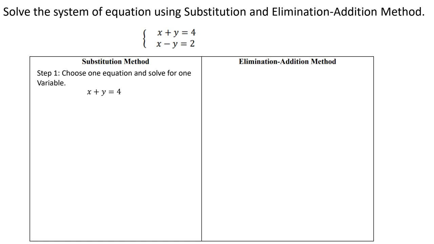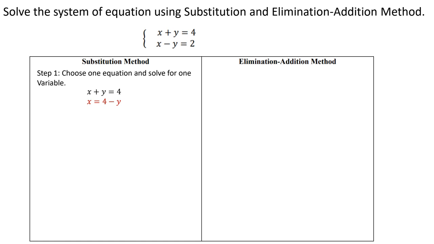To solve, we're going to choose one of the equations. In this case, I just chose the first one, x plus y equals 4. And what I'm going to do is solve for one of the variables. In this case, I solved for x. To solve for x, all I had to do was move the y to the other side, by subtracting y on both sides. So I have this new equation, x equals 4 minus y.